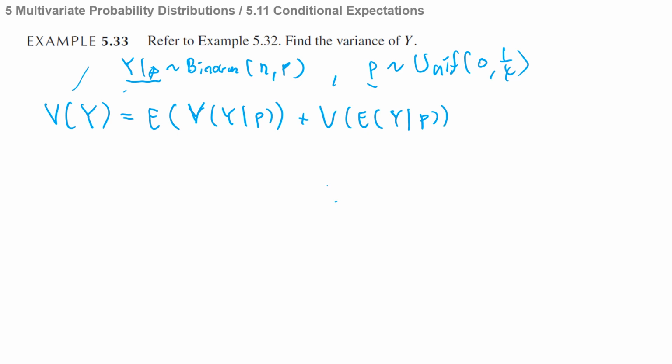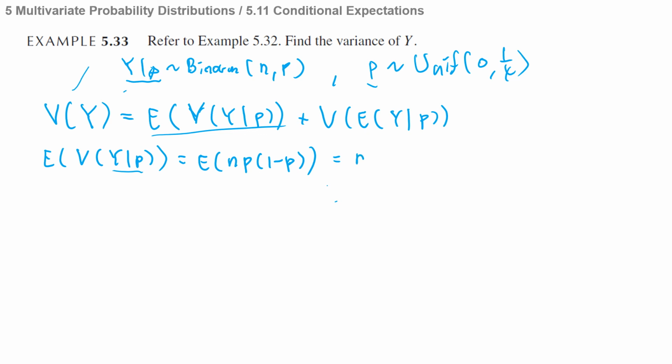Okay, so let's think about one by one. What about this? The expected value of the variance of y given p. Here, y given p follows a binomial distribution with n and p. So the variance of this is npq, np(1 minus p). Okay, and this is n times E(p) minus n times E(p squared). Okay, let's think about this later.